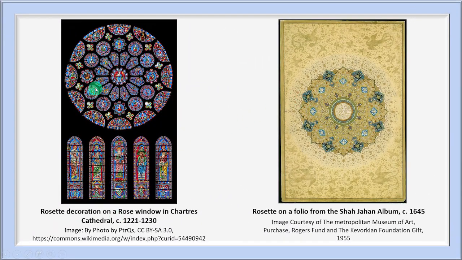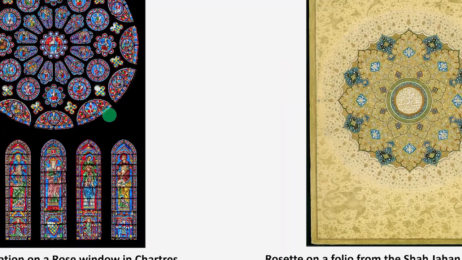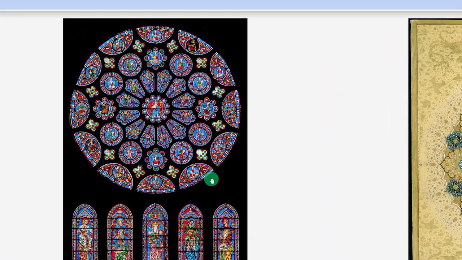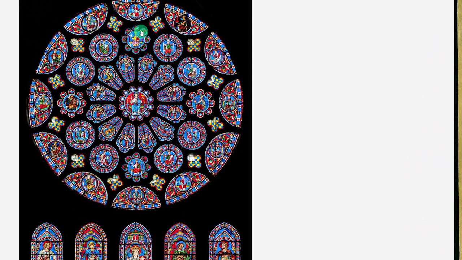Then this is a rose window from Chartres Cathedral, an example of Gothic architecture that we are going to study in future lectures. So this is a beautiful stained glass rose window with rosette pattern.